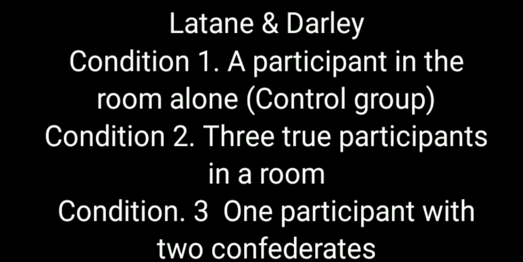Let's talk about the conditions. In the first condition, a participant was in the room alone. That was the control group. In another condition, three participants were sitting together and they were true participants. In another condition, one participant was there with two confederates who had been instructed to not react when help was needed. In results, it was found that the control group participants reported the emergency in maximum numbers. They reported about 75% of the time. Those who were in groups reported less.